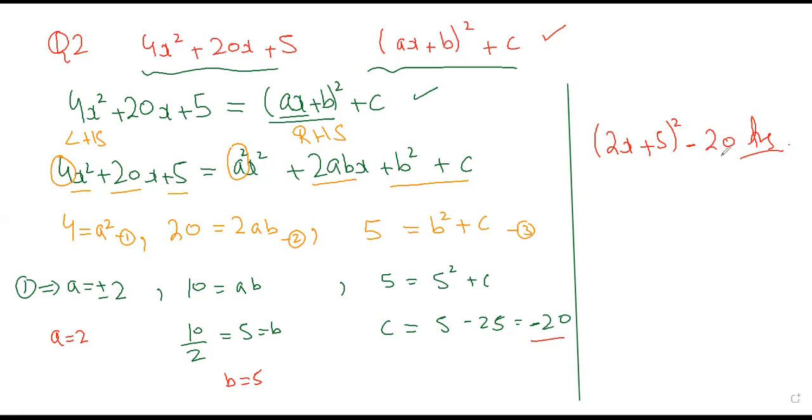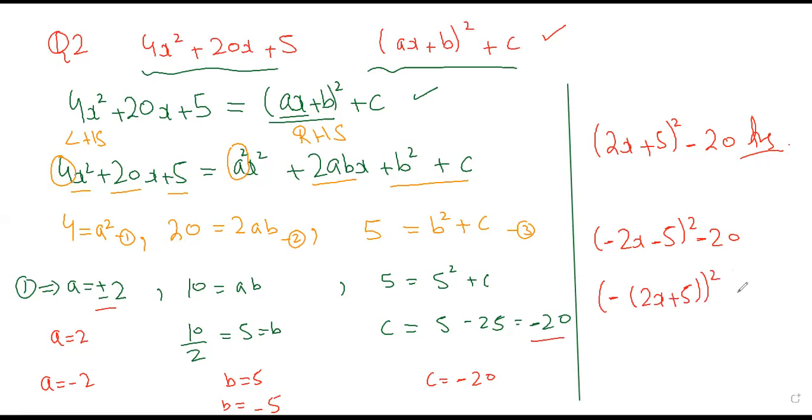Okay, alternatively, you can use a equals minus 2. When you use a equals minus 2, b would be minus 5, but the value of c would remain minus 20. So this time around, when I plug in the values, it would give me minus 2x minus 5 whole squared minus 20. And I can simplify it, I can take this minus common, and it would give me 2x plus 5 whole squared minus 20.